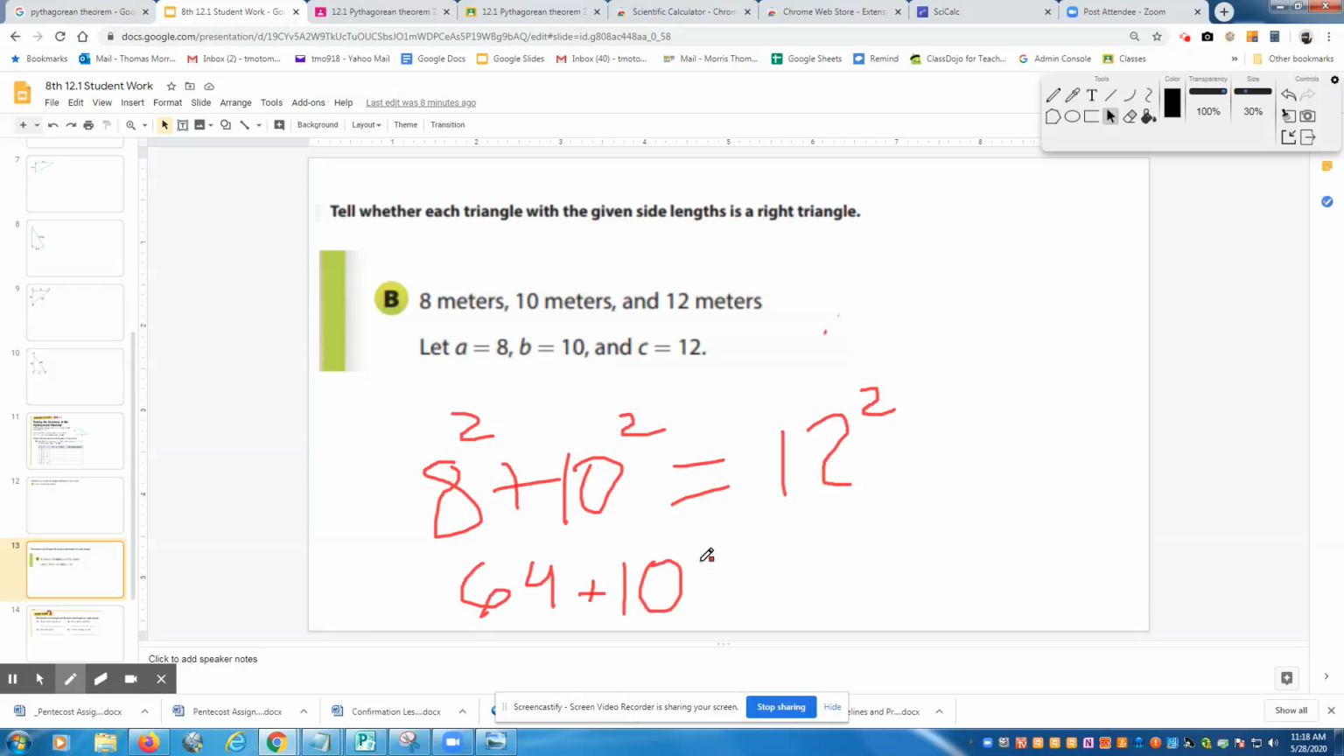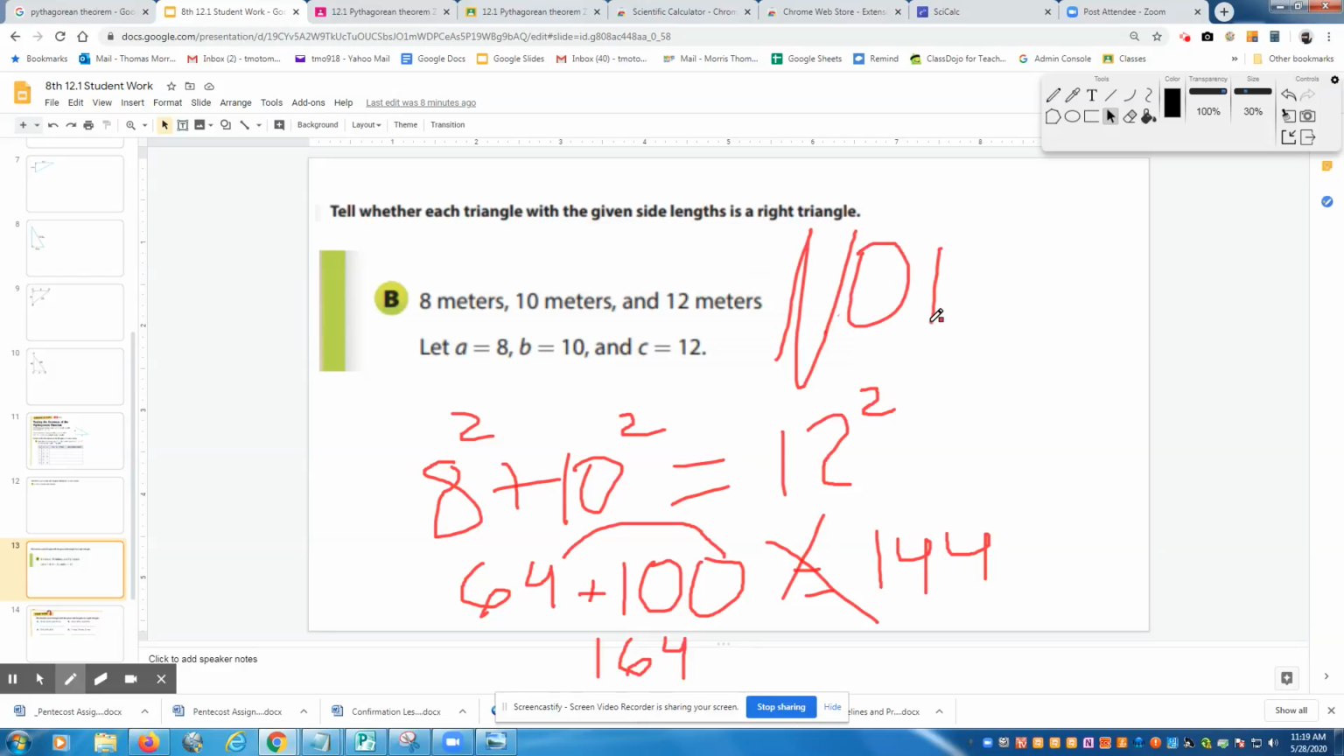Right off the bat, you should know what the square of 12 is. 12 times 12 is 144. And so you'll see right now, there's your sign. 100 plus 64, 164, does not equal 144. So this is not a right triangle. That's what you're doing. You're proving using your formula. So square them, add them, and then take the square root, and it must equal the third number, the c. That's what you're doing there for both.